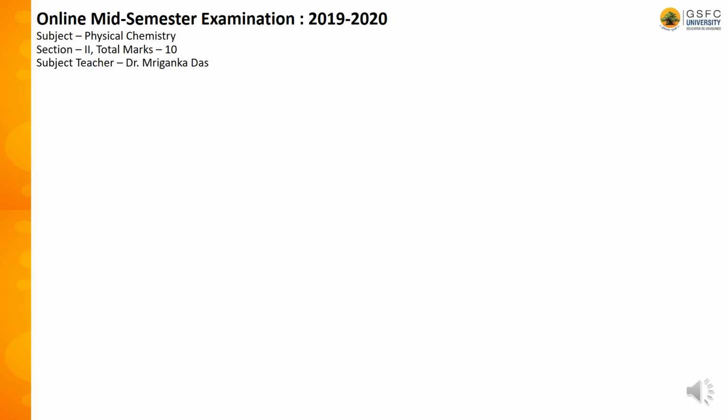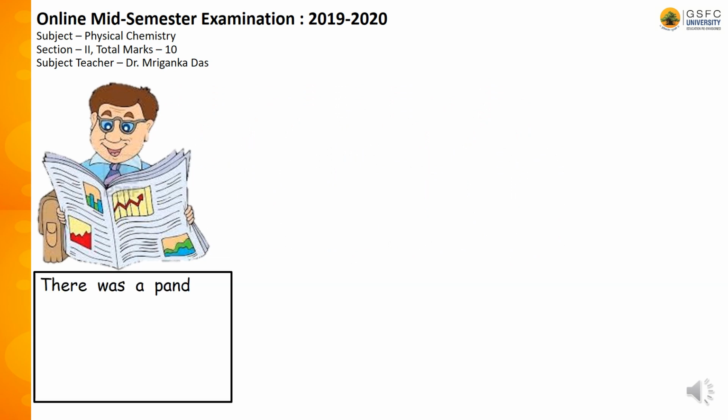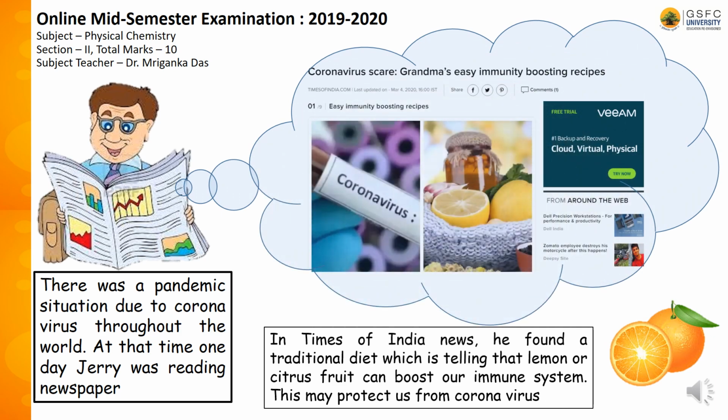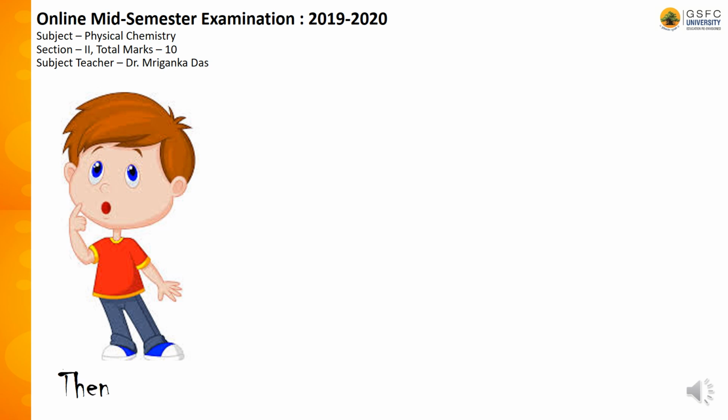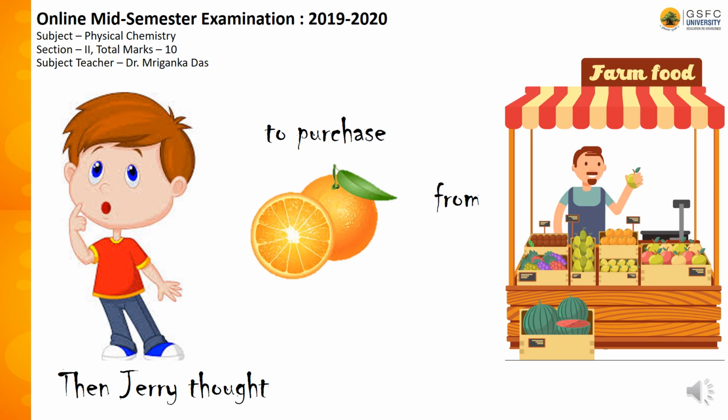Let's start a comic for a chemical calculation. During this pandemic situation, Jerry was reading a newspaper and there he saw that citrus fruit can boost our immune system. Then Jerry thought to purchase citrus fruit from the market.